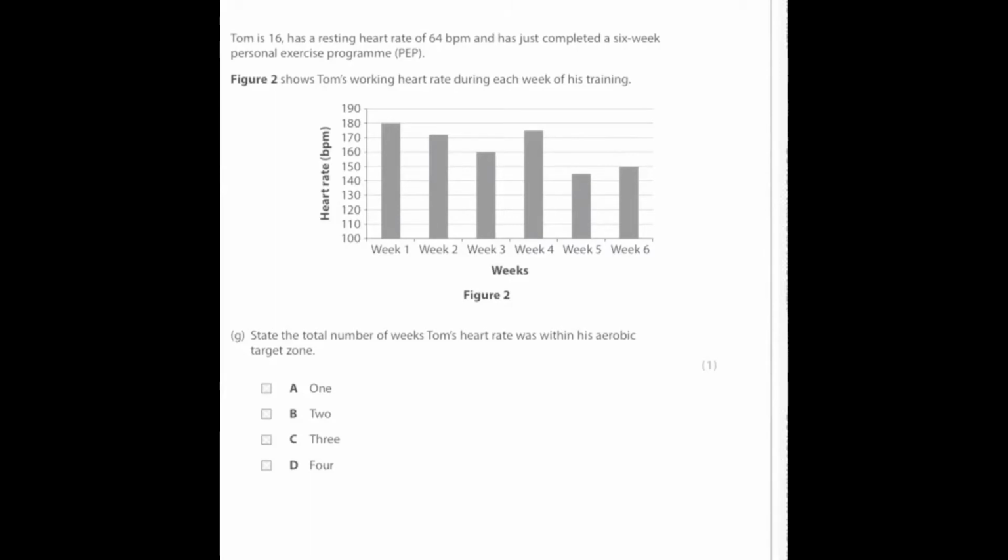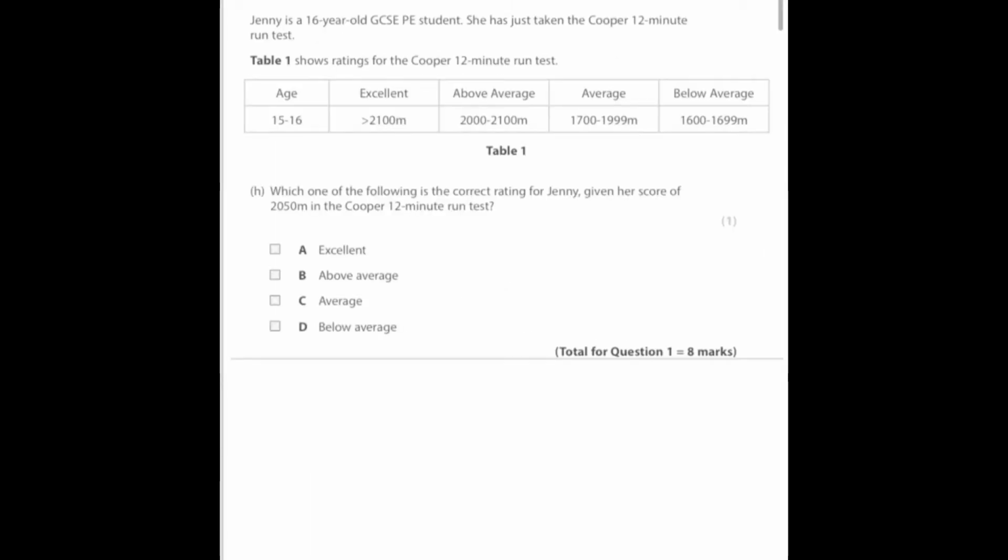Jenny is a 16-year-old GCSE P.E student. She has just taken the Cooper 12-minute run test. Table 1 shows the rating for the Cooper 12-minute run test. Which one of the following is the current rating for Jenny? So in this one, we're simply looking for where 2,050 meters fits in the brackets that we have. In this case it is above average, so B.